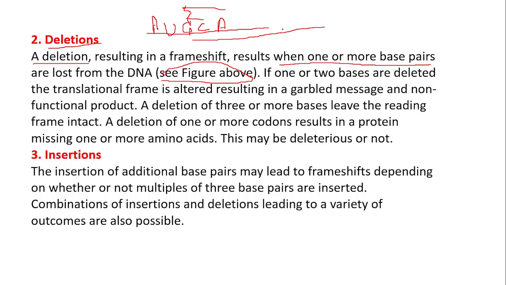Clear? So a deletion of one or two bases will lead to what? The translation frame is altered, resulting in a garbled message and a non-functional product. The product formed by means of deletion of one or two bases will be a non-functional product.